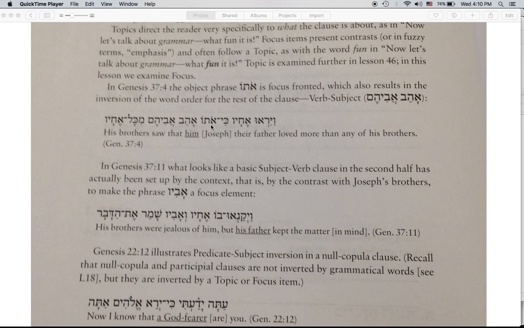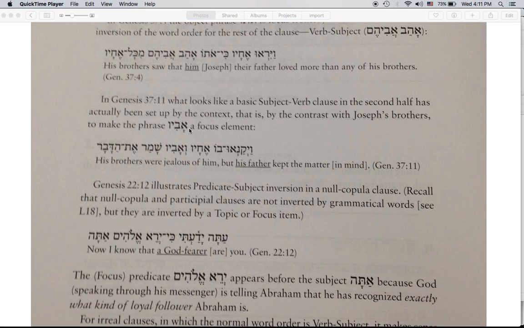Vayir'u echav ki oto ahav avihem kol echav. His brothers saw that him, their father, loved more than any of his brothers. So oto is fronted, and we have verb subject word order instead of the usual subject verb word order.